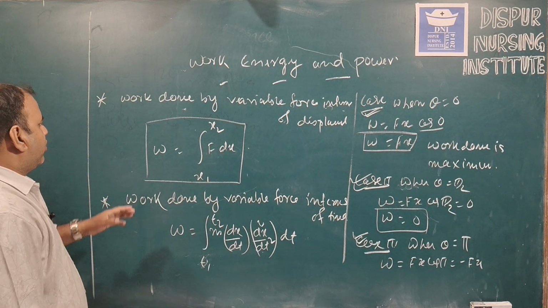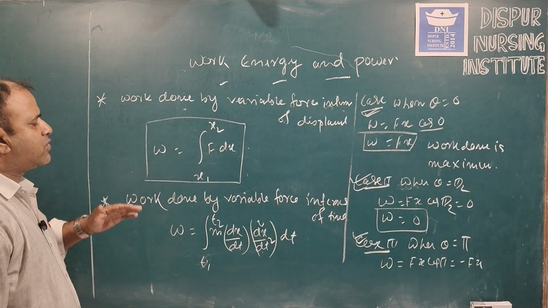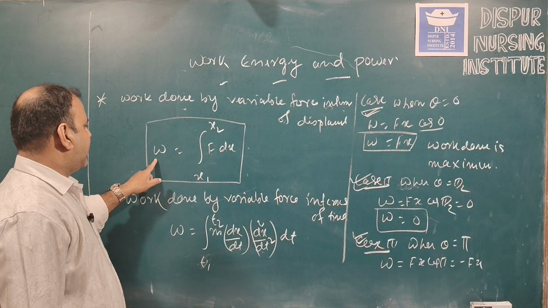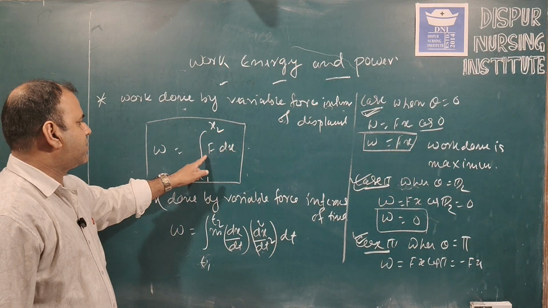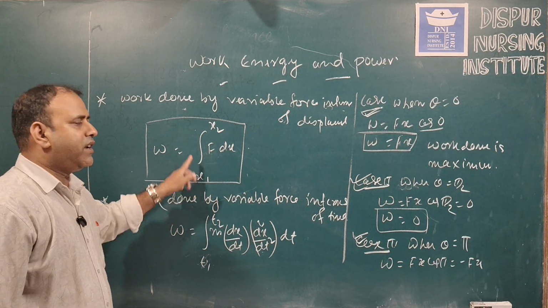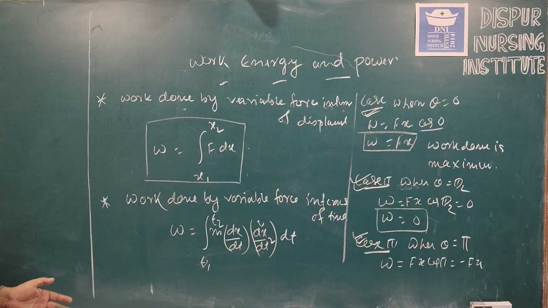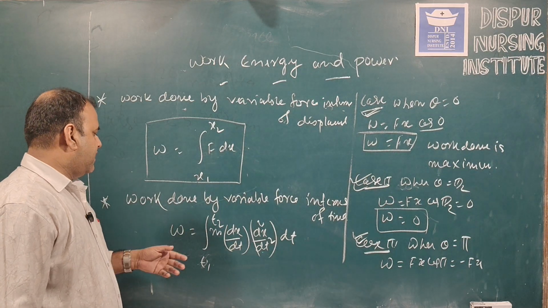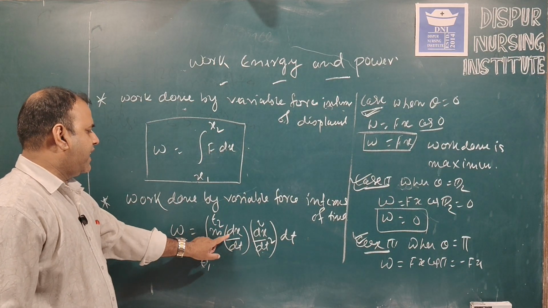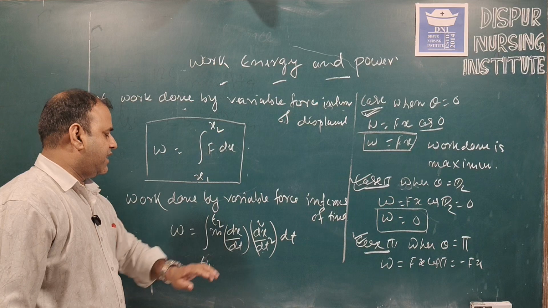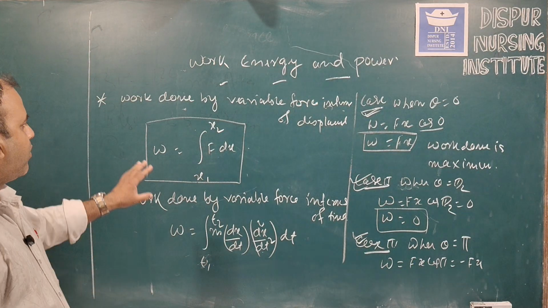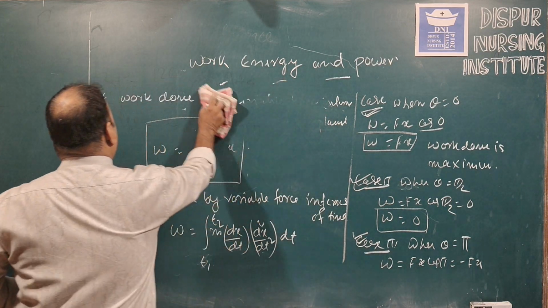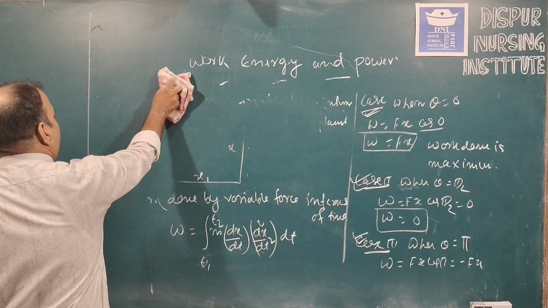So you remember, normally we get three types of formula in case of work done. One is W is equal to F dot x, and second, W is equal to the integral of F dx, with lower limit x1 and upper limit x2. And third, work done by variable force in terms of time, W is equal to the integral of m dx by dt, d square x by dt square, dt. So these three types of formula are used for numericals in case of work done. Now you can see this is the formula for work done.